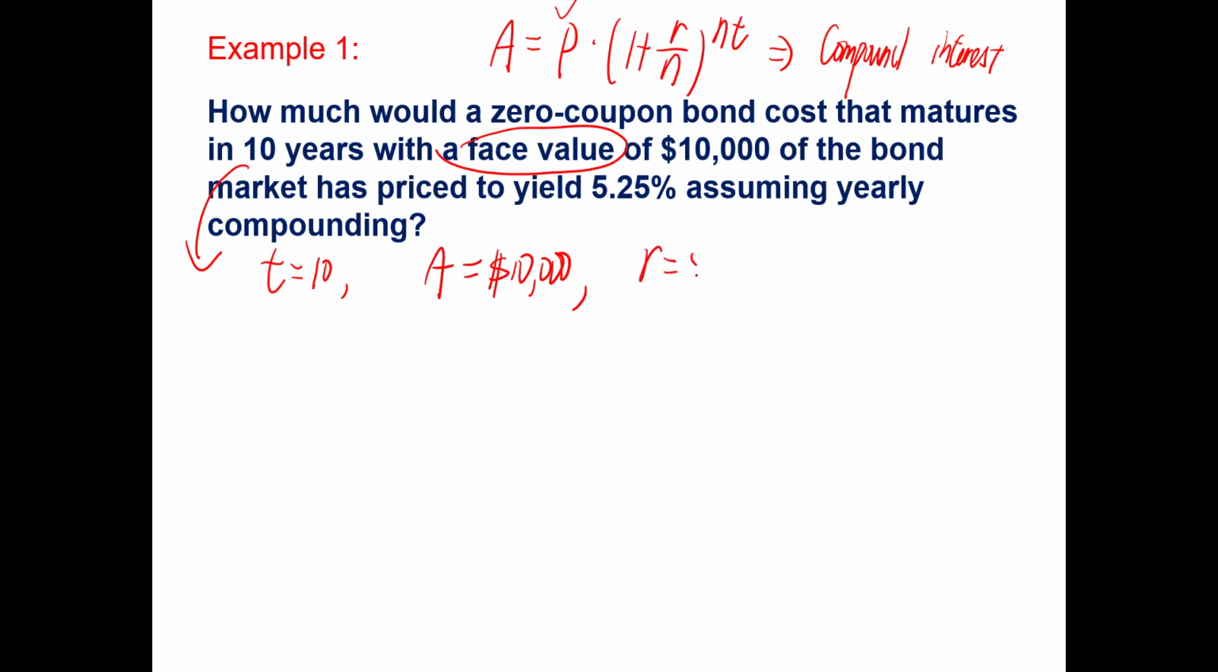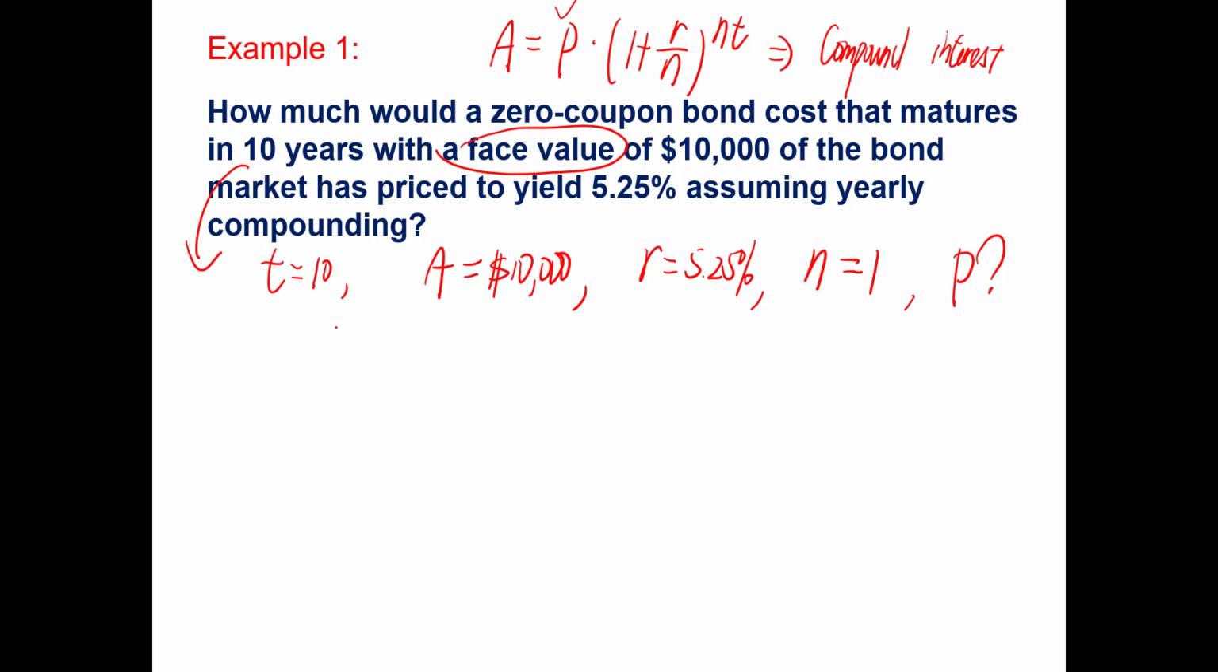So 10 years, 5.25%. And then the number of compounding periods, compounding yearly, so once per year, right? So n equals 1. Right now, the only thing we don't know is the present value, but the principal in this case would be the present value of the bond. And we solve for that.